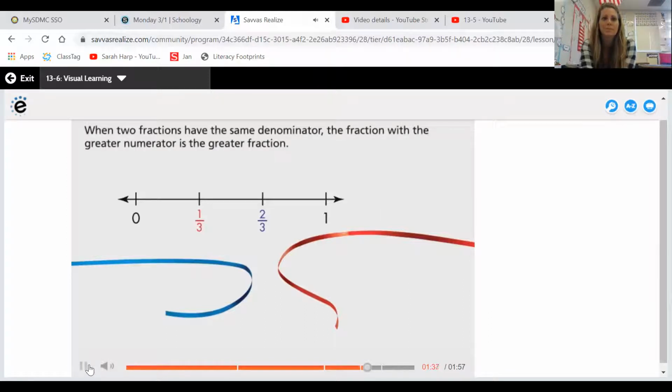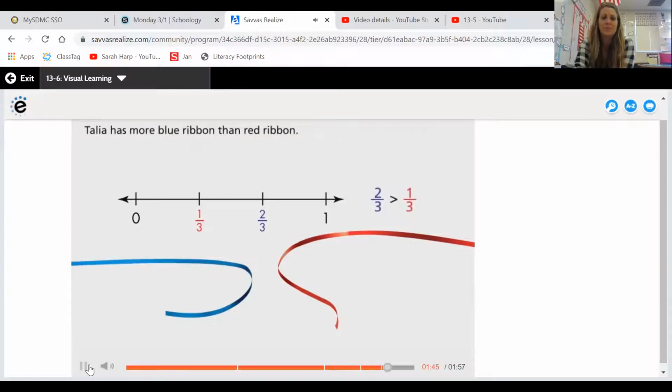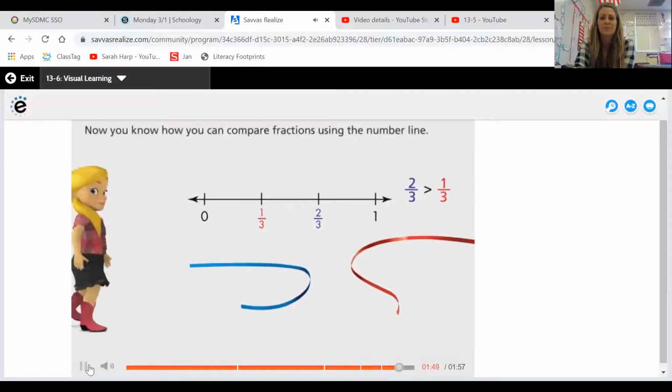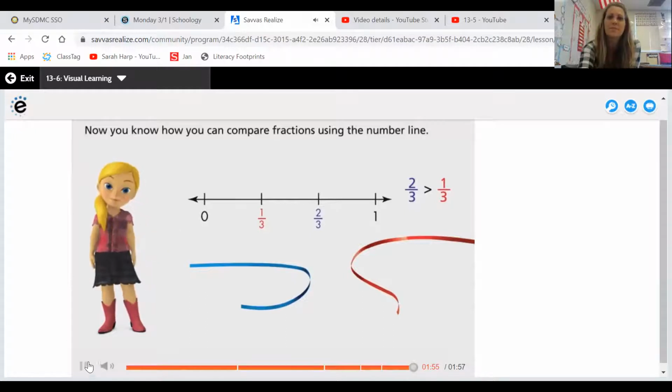When two fractions have the same denominator, the fraction with the greater numerator is the greater fraction. My trick. Shh, don't tell anybody. Talia has more blue ribbon than red ribbon. Now you know how you can compare fractions using the number line.